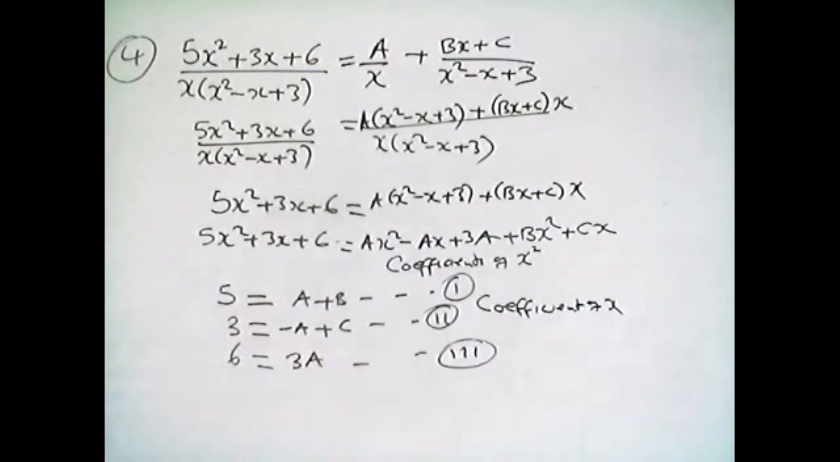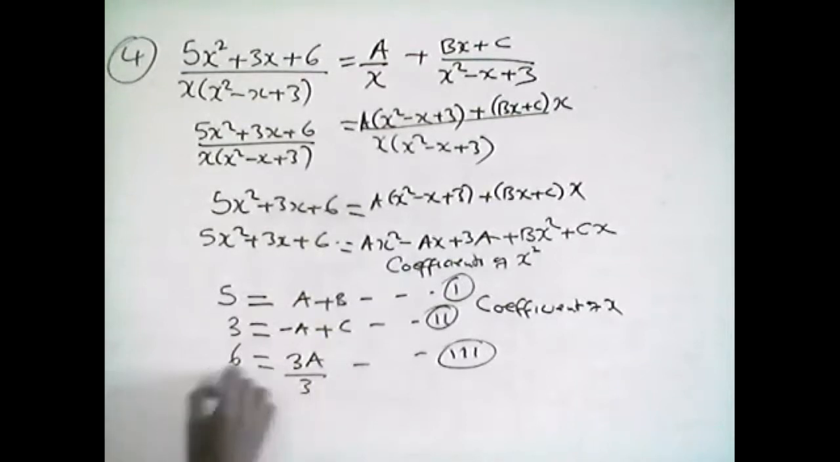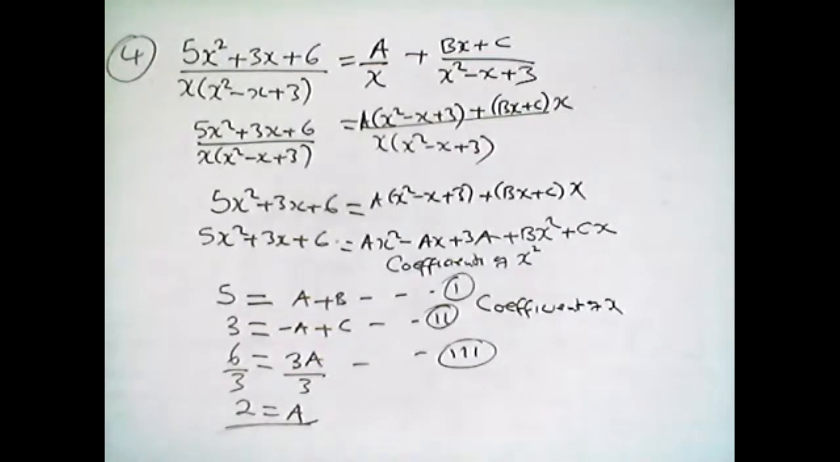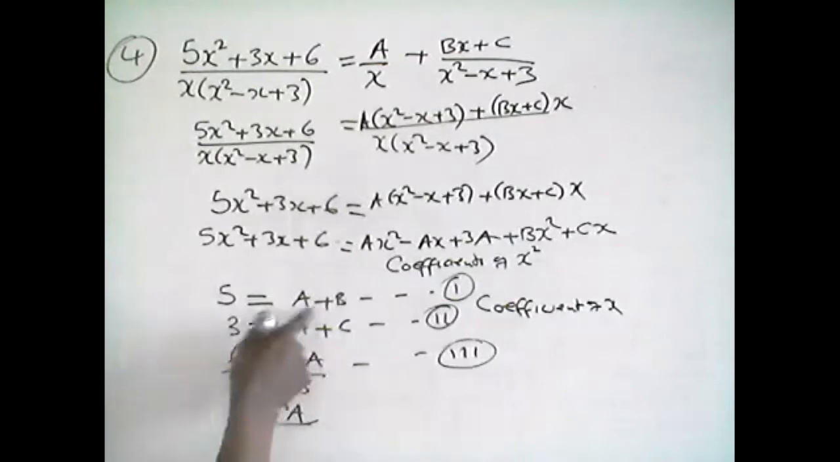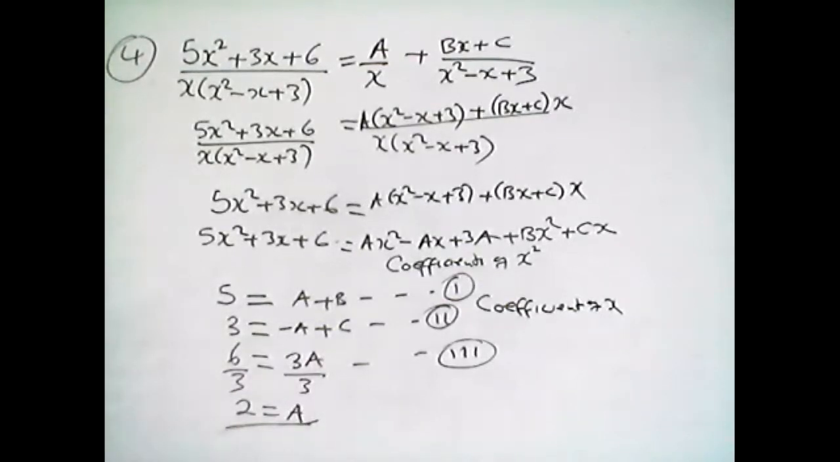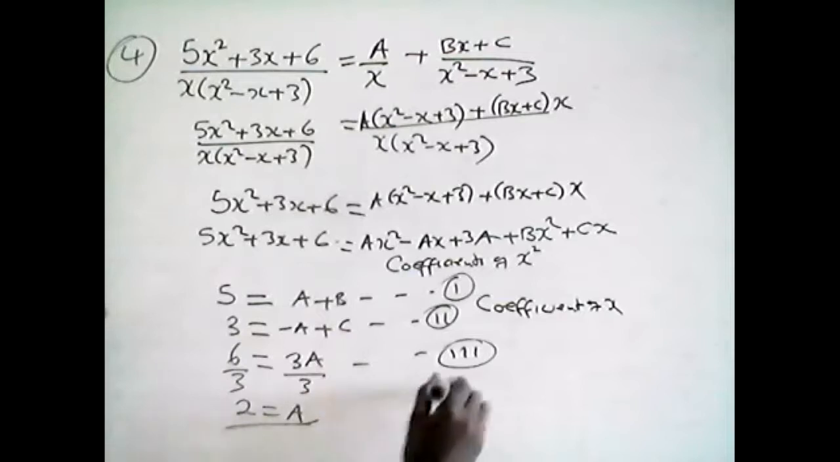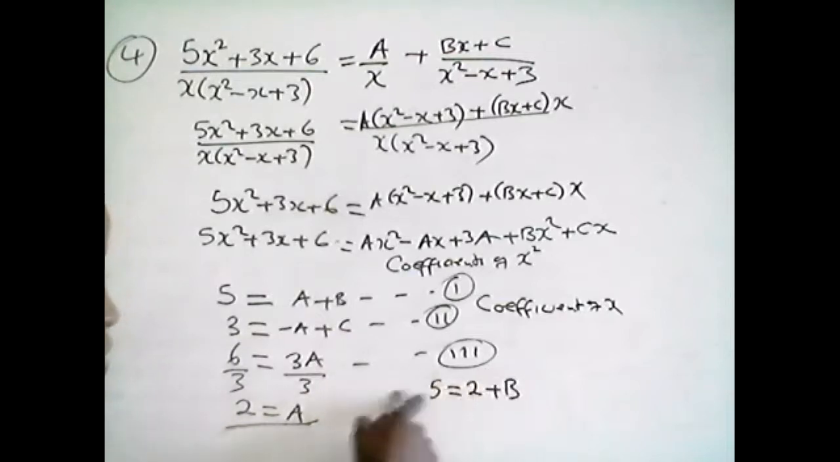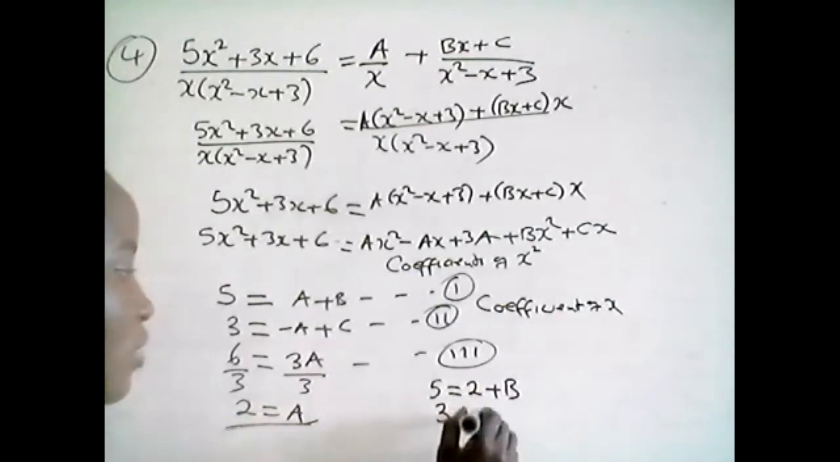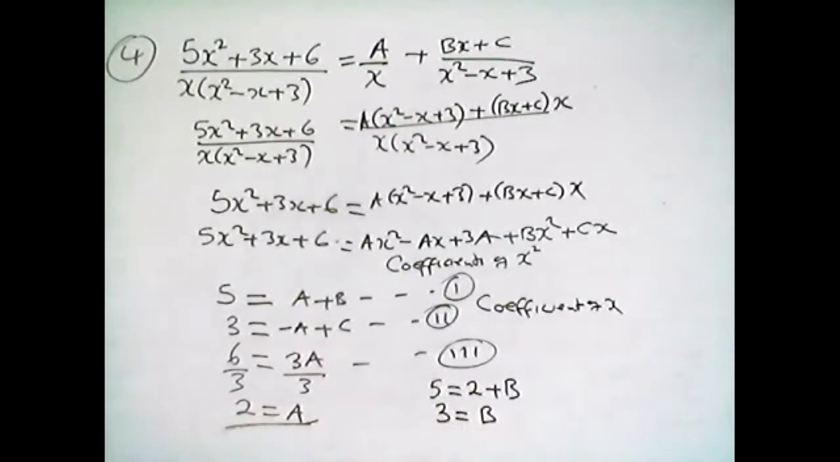So we can use equation number 3 to find the values of a, b, c. Since you only have a here, we divide on both sides by 3. So we have 2 is equal to a. Now if 2 is equal to a, what will be the values of b and c? From equation 1, we'll be able to find the value of b, and from equation 2, we'll be able to find the value of c. Using equation 1, we have 5 is equal to, our a in this case is 2, put 2 plus b. Then you collect like terms. 5 minus 2 is 3. So 3 is equal to b.